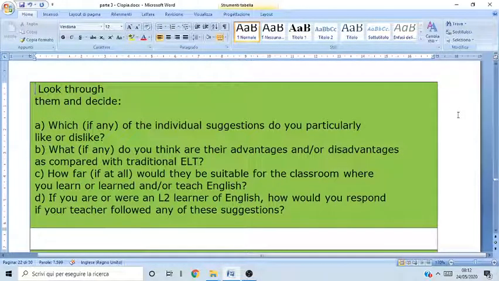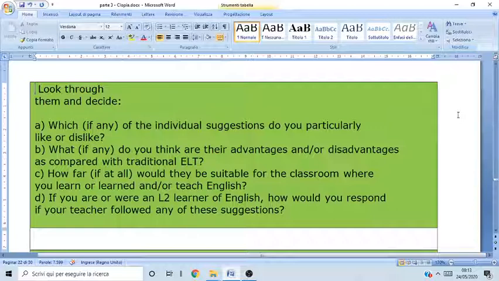if you want, in the comment box, you can write, or just think about it for your exam, what are the suggestions that you liked and the ones that you didn't like very much, if any? What do you think are the advantages or disadvantages of learning or teaching English in this way, if comparing it to the traditional way of teaching English? ELT stands for English Language Teaching. So what do you think are the advantages or disadvantages?